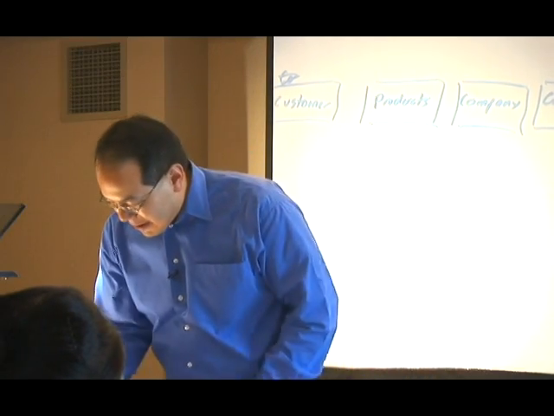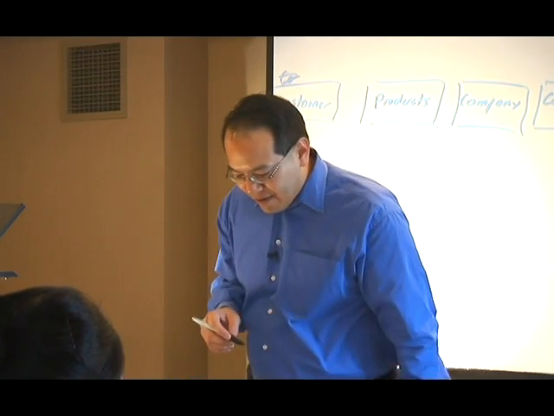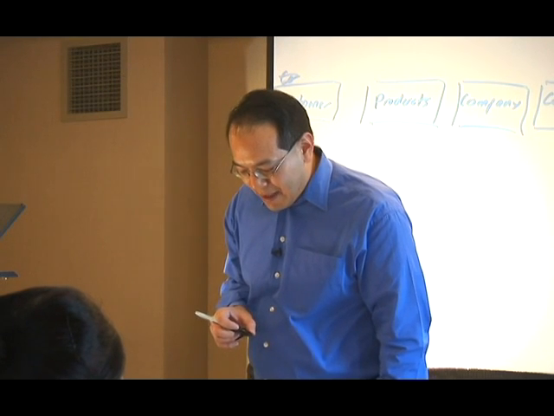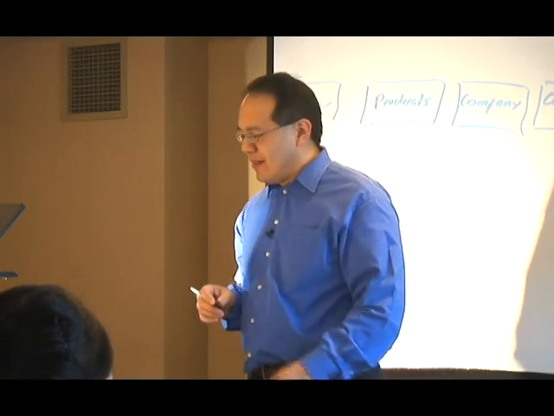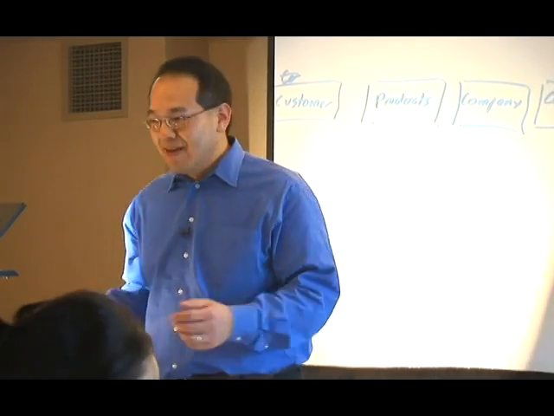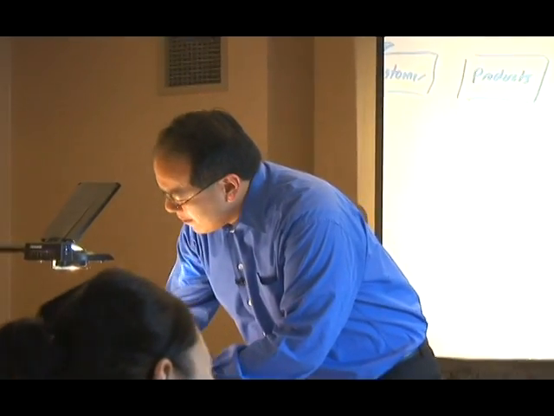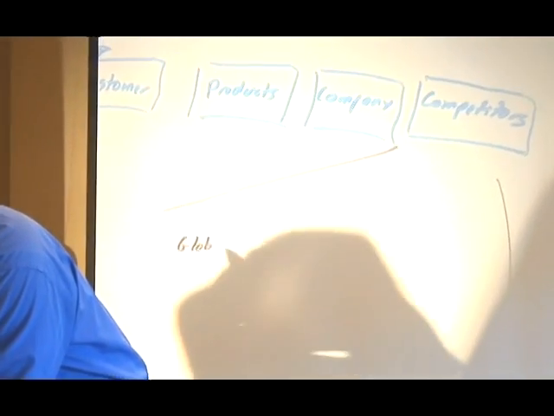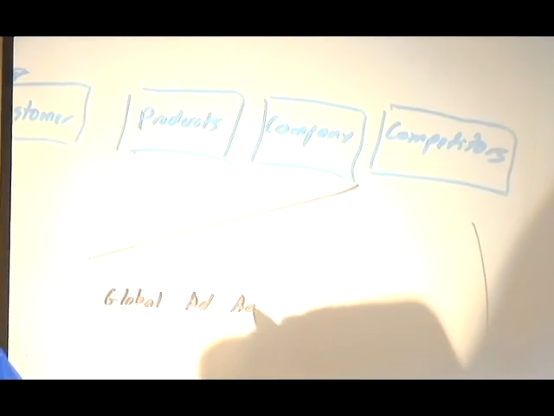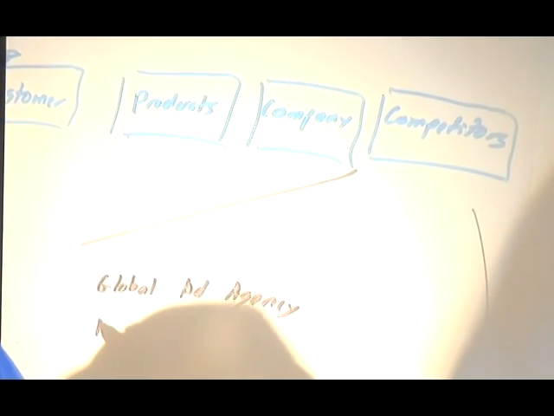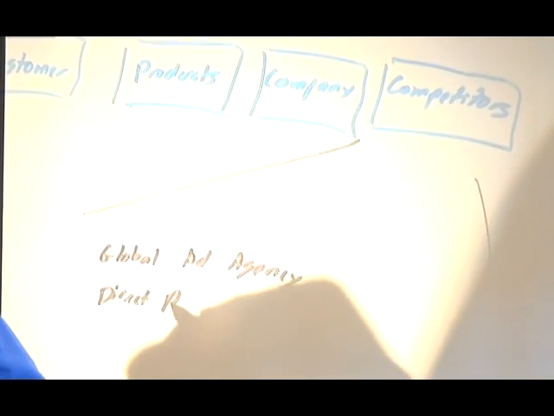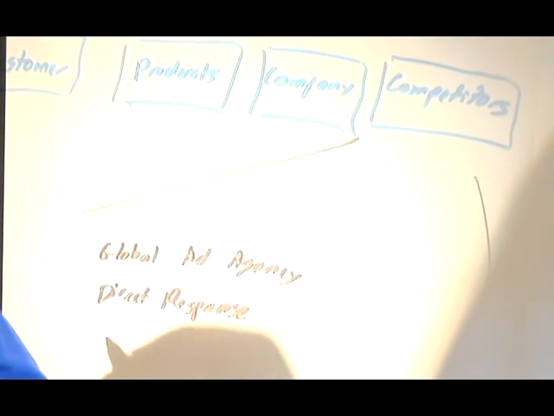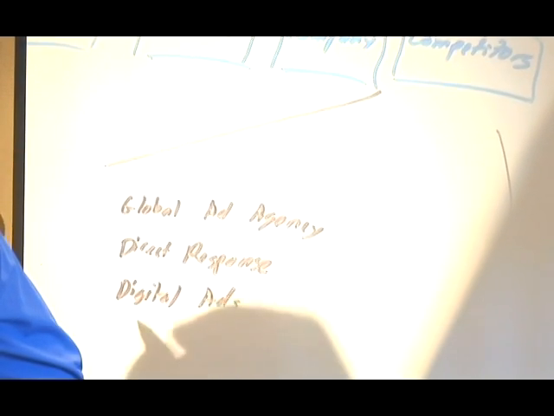Okay. And so let's say in this case, the interviewer might say, well, there are 4 classes, I think, of advertising agencies. Okay, that's a segmentation, right? And they are global ad agencies, direct response media agencies, I'll explain what those are in a second, digital advertising, and then media buying.